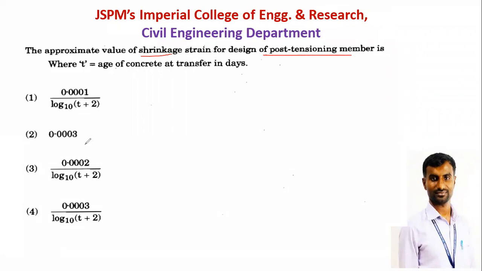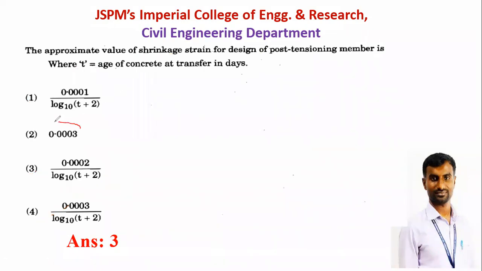So in case of losses, we have discussed this. Now they have given T is the age. T is the age of concrete at transfer in days. Means your option should be from 1, 3, or 4, isn't it? So for post-tensioning, the shrinkage strain is given by 0.0002 divided by log 10 of (T plus 2). The correct answer is option 3.